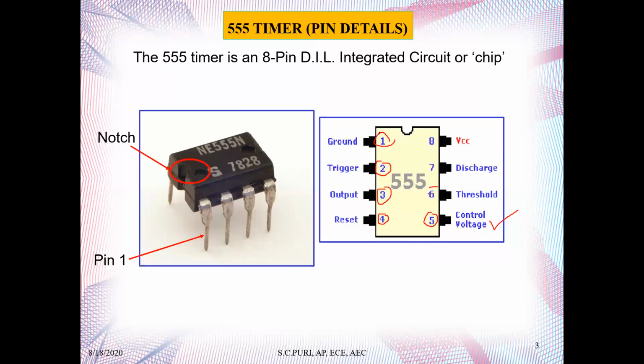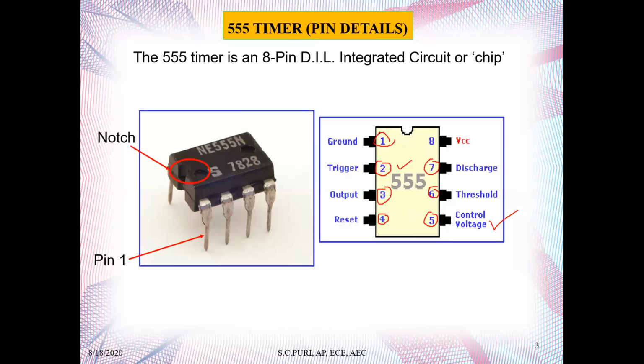Now coming to pin number 6, it is the threshold. It is the positive input to the comparator. Pin number 2 is used to reset the flip-flop when the voltage applied to it exceeds 2/3 VCC. Now coming to pin number 7, which is the discharge.